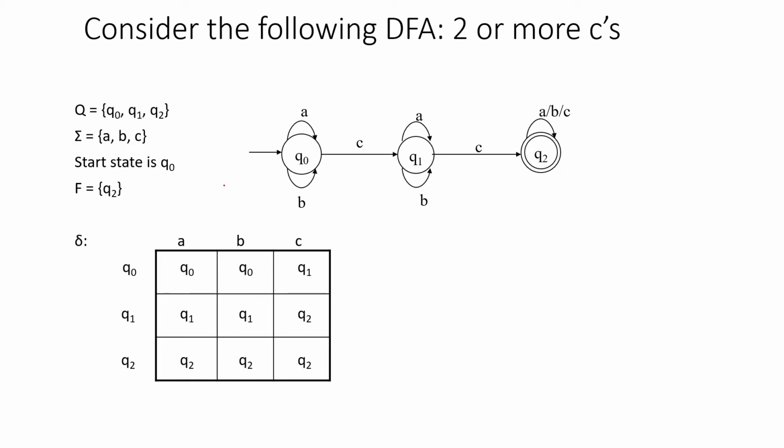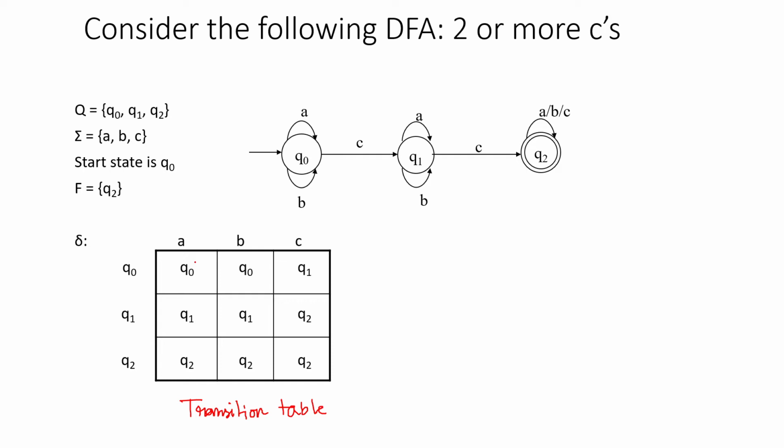And the corresponding delta function table, actually this is what we call the transition table, right? So the transition table looks like this, and you see we have on the left side the states and these are the inputs. So if you are in state Q0 and you get A, you will remain in Q0, and that is the only option.